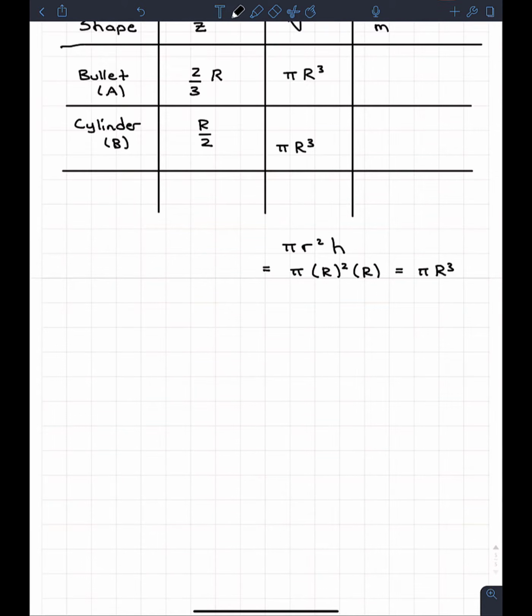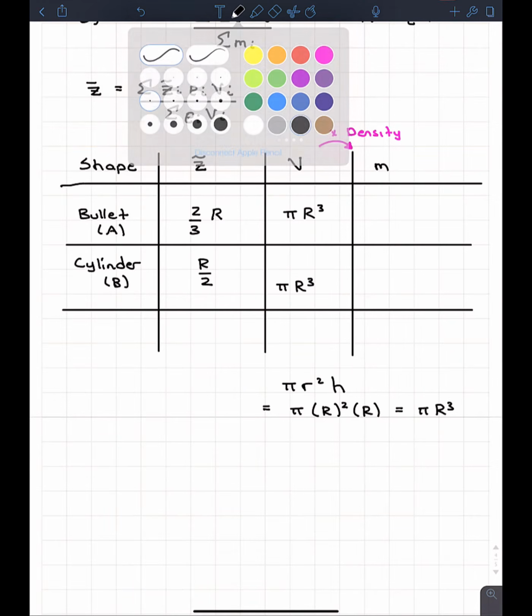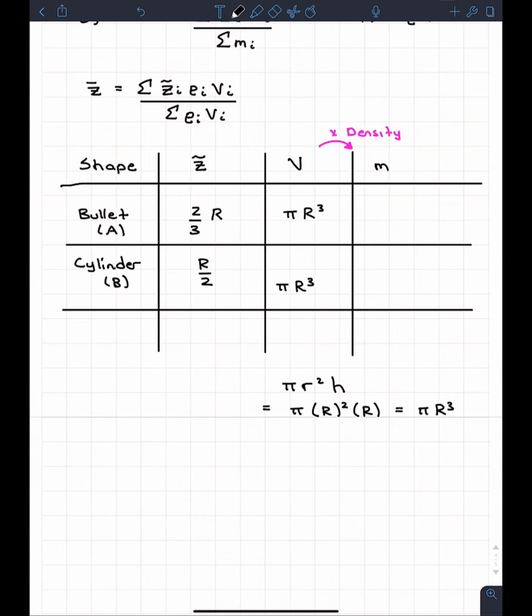Pi r cubed. So now to get mass, and I'll put this in pink here, to go from volume to mass, remember, we just multiply by the density. For the first shape, shape A, it said that it has a density of just rho. So the mass for this one is just going to be rho pi r cubed. But the density of the second shape was 2 rho. So the mass for the second shape is going to be 2 rho times pi r cubed.